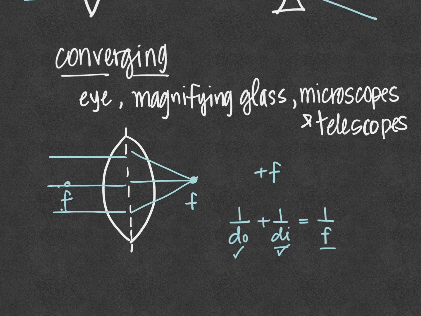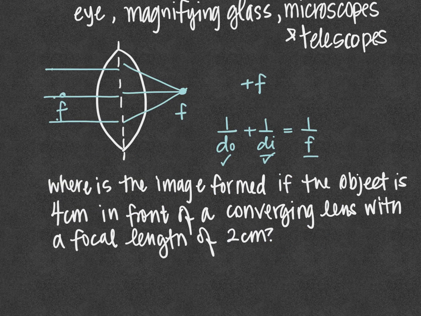So, for example, the light that passes through your eye lens will converge on your retina. The image will actually be upside down, and your brain interprets it and turns it right side up for you. Pretty amazing. So in this example, where is the image formed if the object is 4 centimeters in front of a converging lens with a focal length of 2 centimeters?